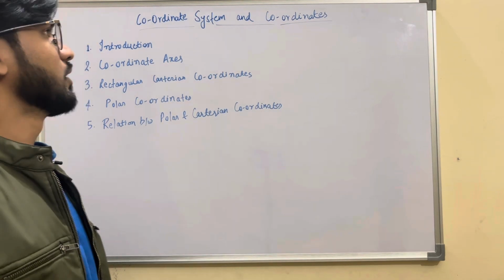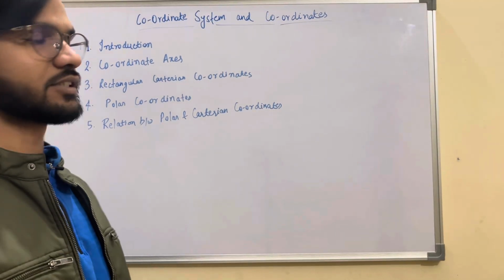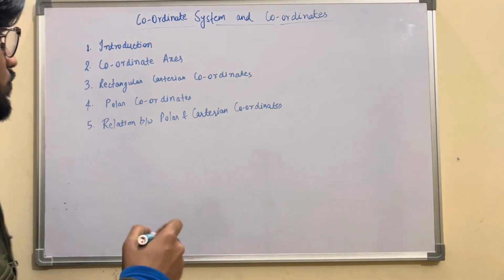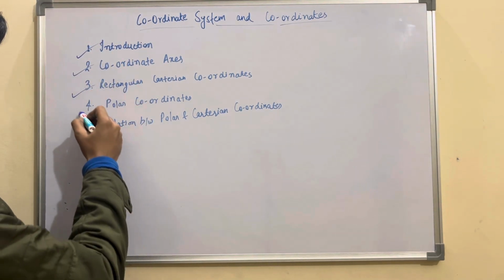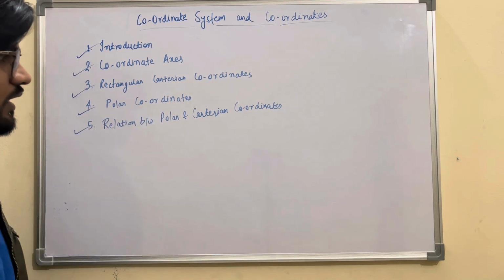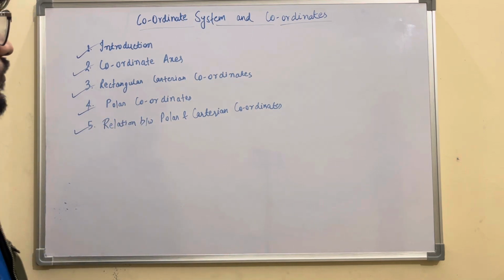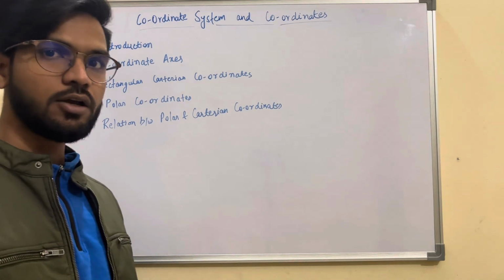Today we will study coordinate systems and coordinates. The five points are: introduction, coordinate axis, rectangular Cartesian coordinates, polar coordinates, and the relation between polar and Cartesian coordinates. First I will introduce coordinate systems and coordinates.